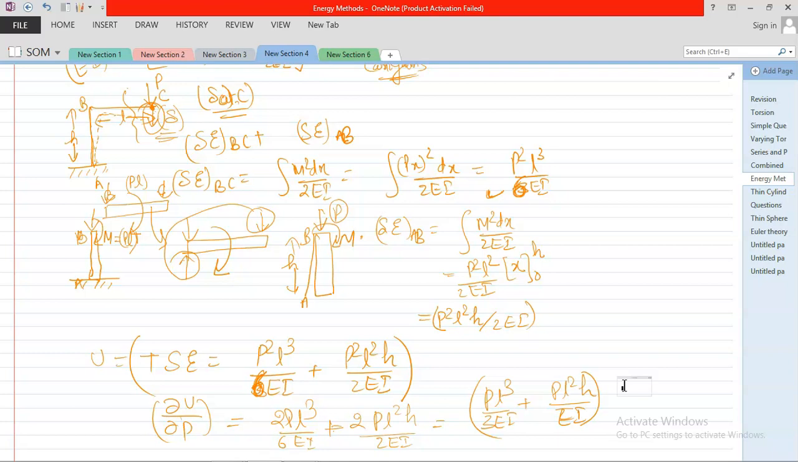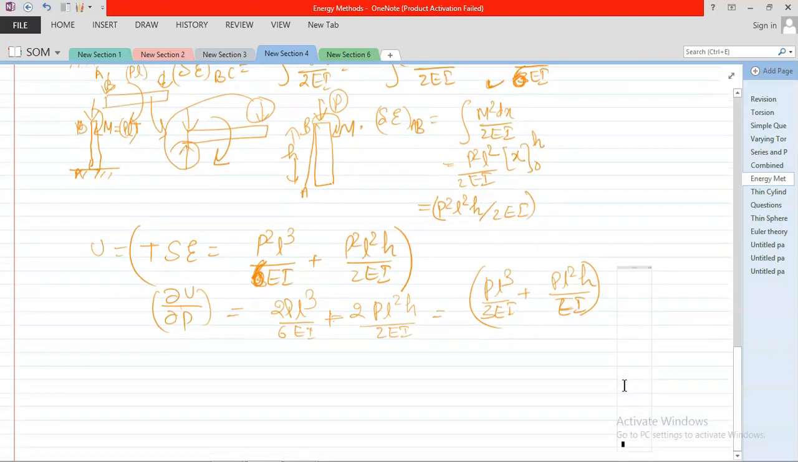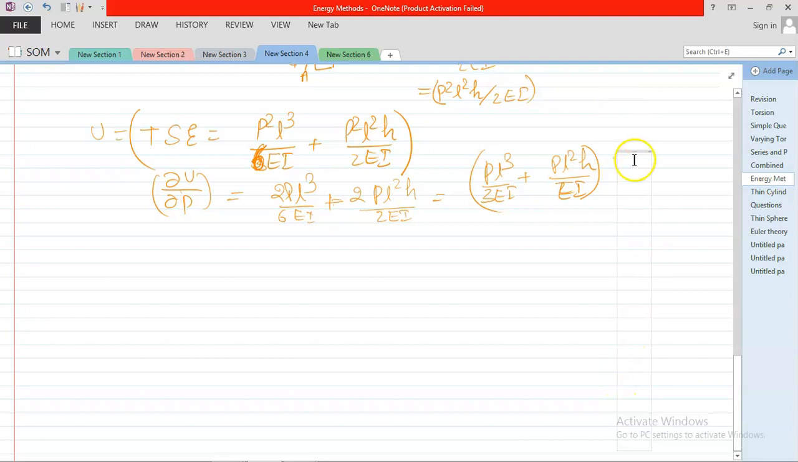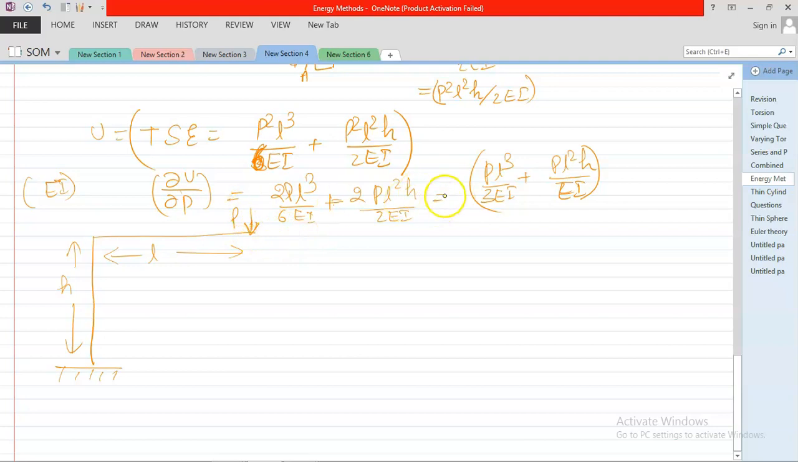Now I am going to make a little change. For the same question as above, this is length L, and this is supported. This is your load P, and the properties are EI. Please, someone is unmuted. Please mute yourself.